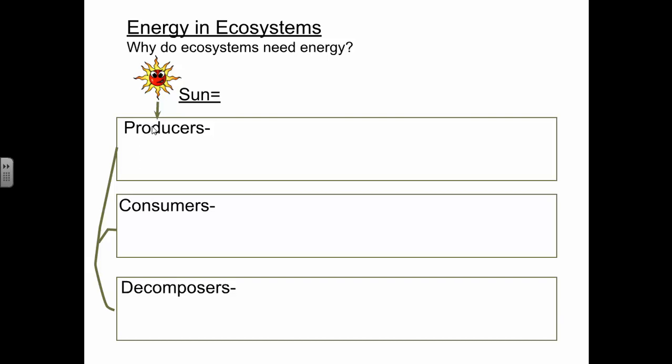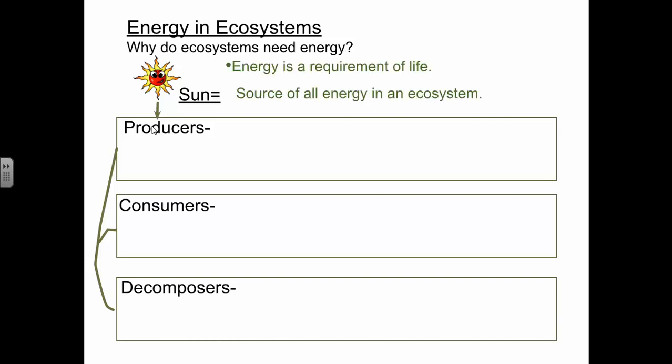So these ecosystems on Earth, they all rely on the sun for their source of energy. Just about every single one. In fact, everything on Earth, all the energy can be traced back to the sun. Even the foods that we eat can be traced back to the sun. The sun's the source of all energy in an ecosystem on Earth.